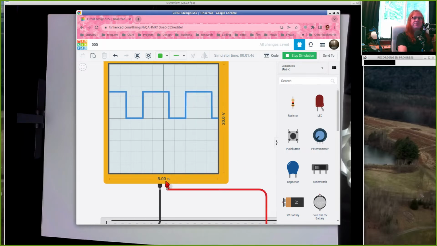And, you know, we've got these marks down here. This says this is 5 seconds from here to here. And there's a total of 10 of these lines, so each of these lines is half a second. So a pair of lines gives me 1 second.